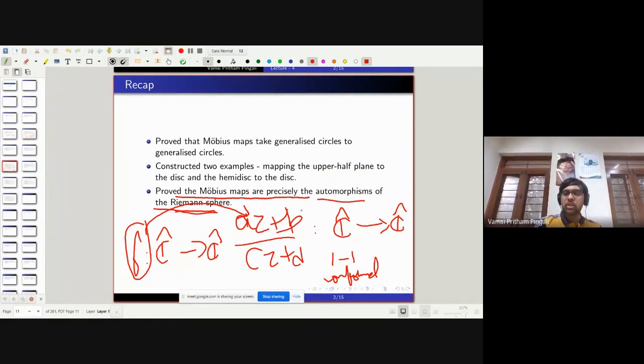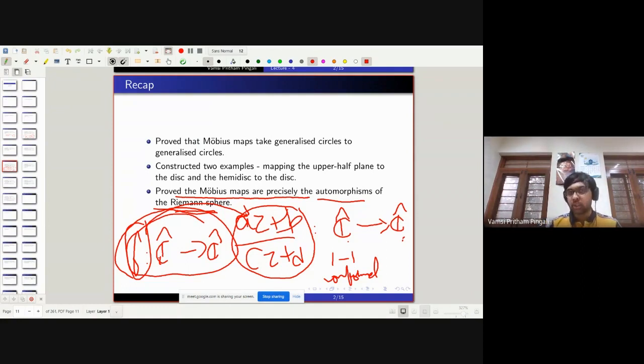One direction is easy, proving that this defines a map from the Riemann sphere to itself. The harder direction is that any one-to-one conformal map from the Riemann sphere to itself is indeed a Mobius transformation. That requires some work, and we proved that.